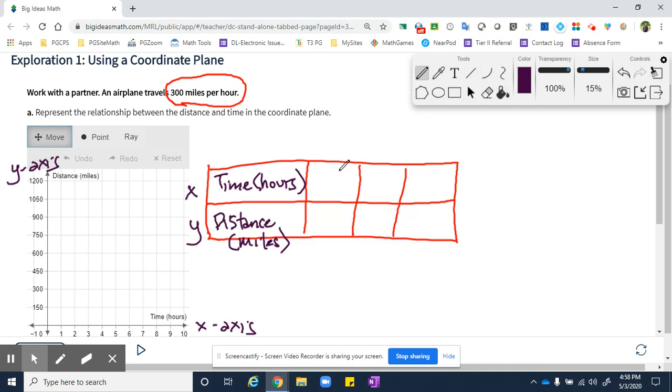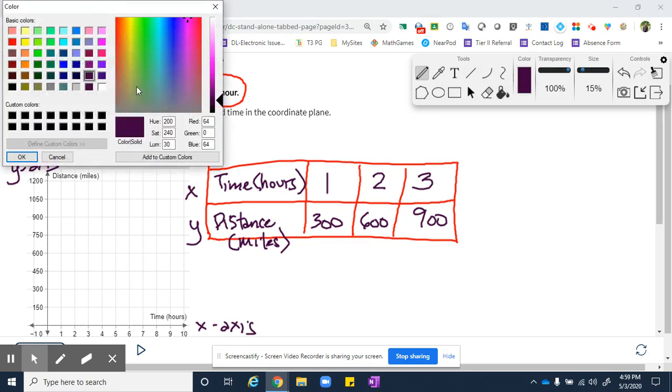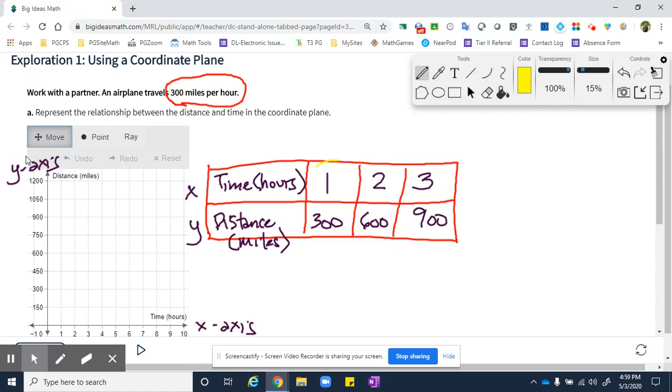So that means in 1 hour, the airplane travels 300 miles. If you add another hour, the airplane traveled another 300 miles, so that's going to be 600 miles. If the airplane traveled another hour, so that becomes 3 hours, now the distance it travels will be 900. You add another 300. Now remember that these quantities are equivalent ratios. These are your equivalent ratios.